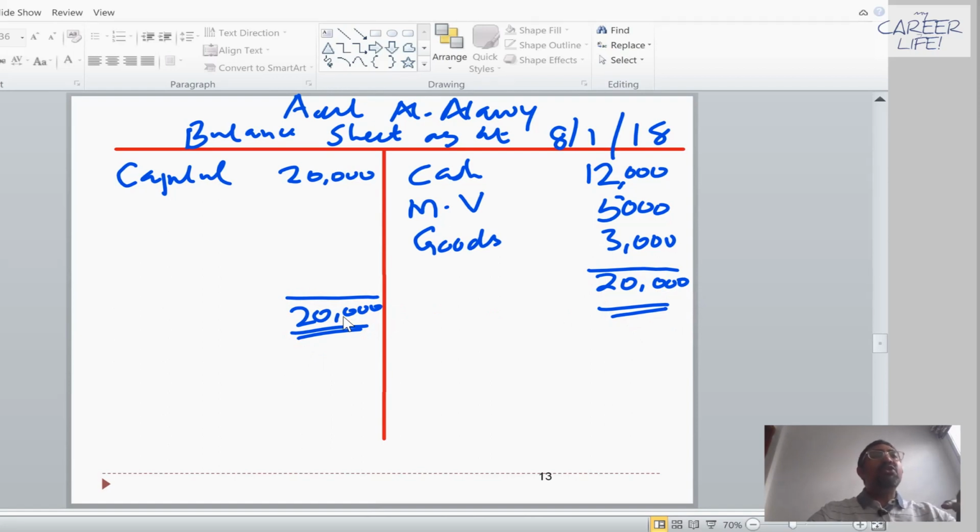So for those 3 transactions, we saw that Adil was able to introduce some money into the business as capital. Then he acquired a motor vehicle. Then lastly, he was able to buy goods for resale. And at all these times, we are able to see the financial position of his business.